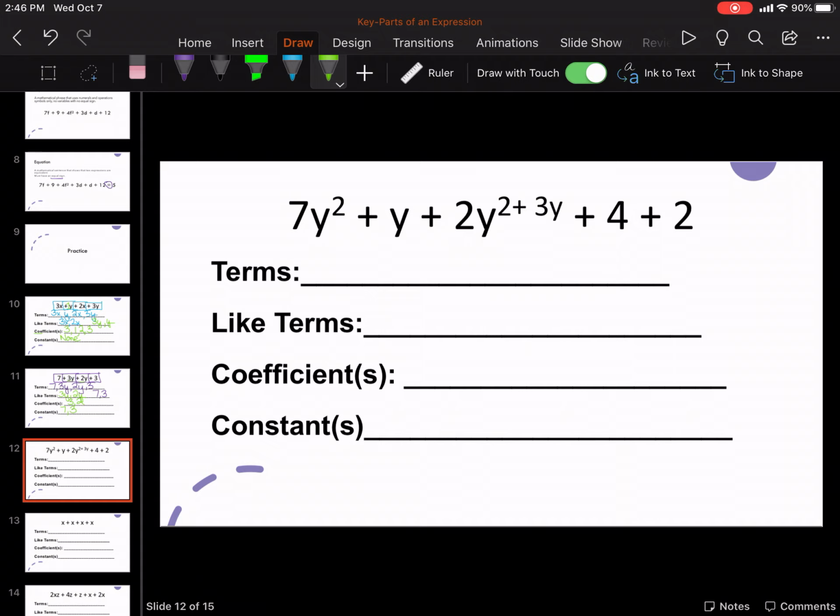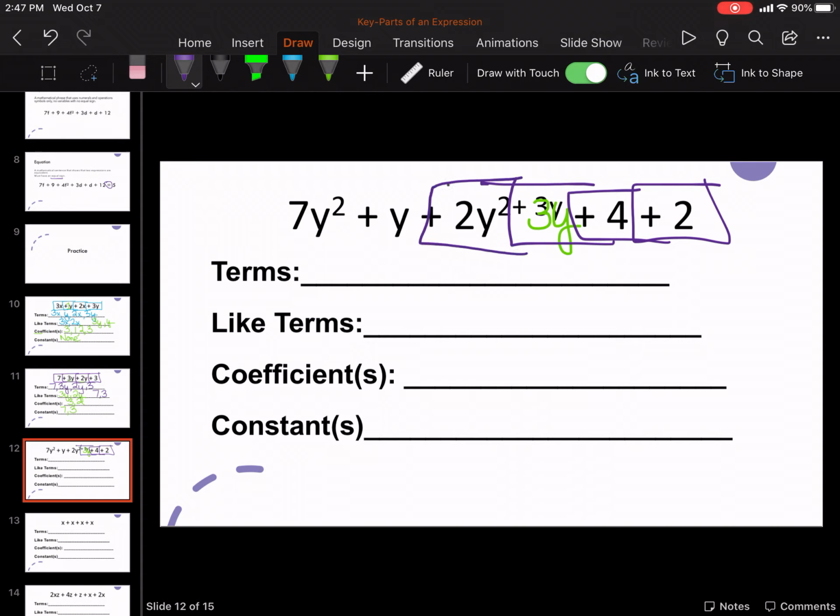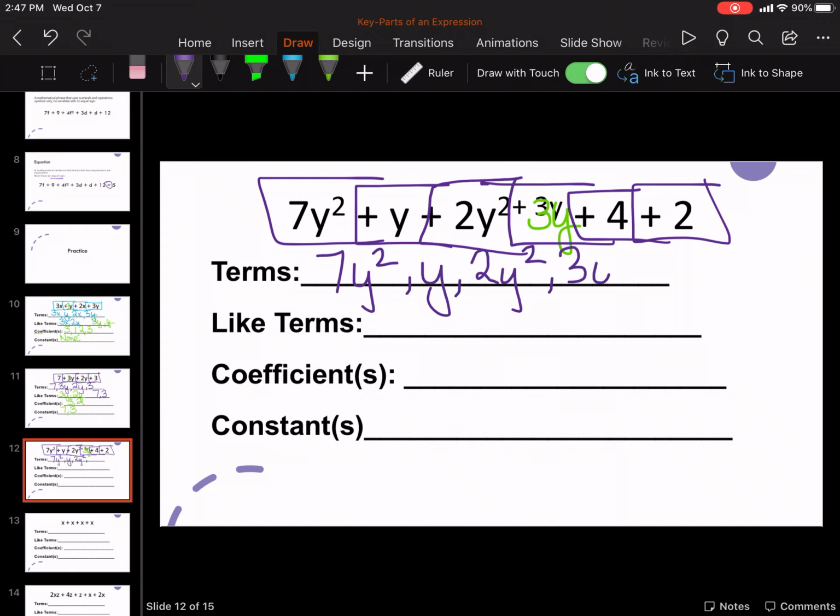Okay. So looking at this next one, this 3y should be big. Sorry about that. We'll fix that. So we have 7y squared plus y plus 2y squared plus 3y plus 4 plus 2. So I'm going to train it up. Okay. We have 7y squared, y, 2y squared, 3y, 4, and 2.